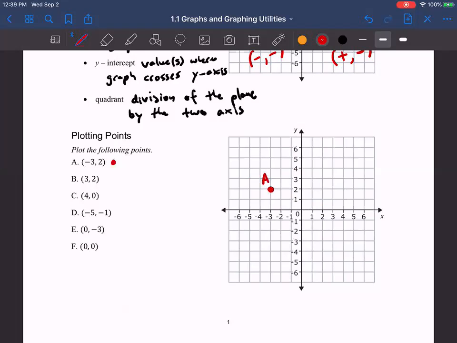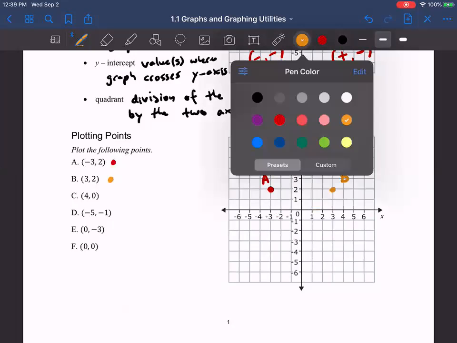That is point A. For point B, I'll do it in orange. It's the point positive 3, positive 2. So I'll start at the origin, go to positive 3, and then go up to positive 2, just like that. And that puts me right there for point B.